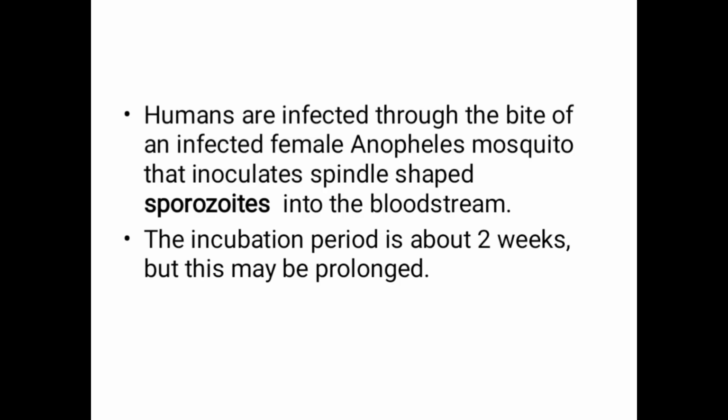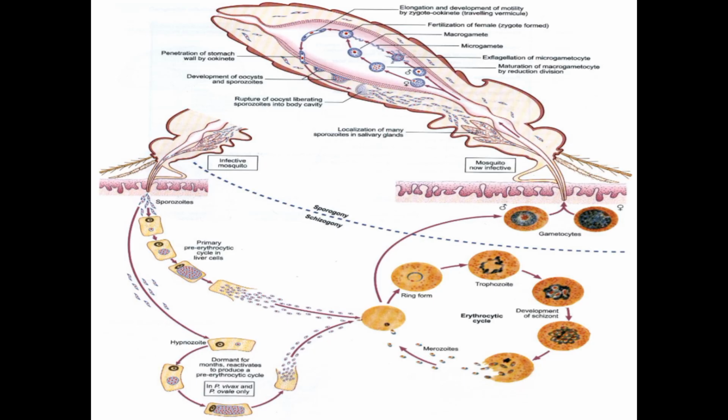The infected female Anopheles mosquito inoculates spindle-shaped sporozoites into the bloodstream. The incubation period is about 2 weeks, but this may be prolonged. This diagram explains the life cycle of the parasite inside the mosquito and in the blood.